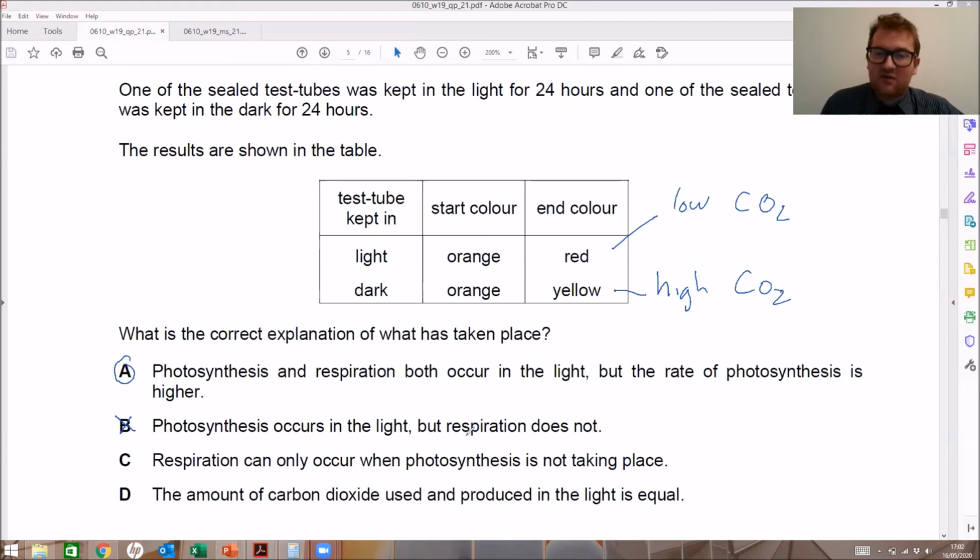Respiration can only occur when photosynthesis is not taking place. Well, this is also false because they're two separate organelles that carry out this process. Photosynthesis is by chloroplasts and respiration is by mitochondria.